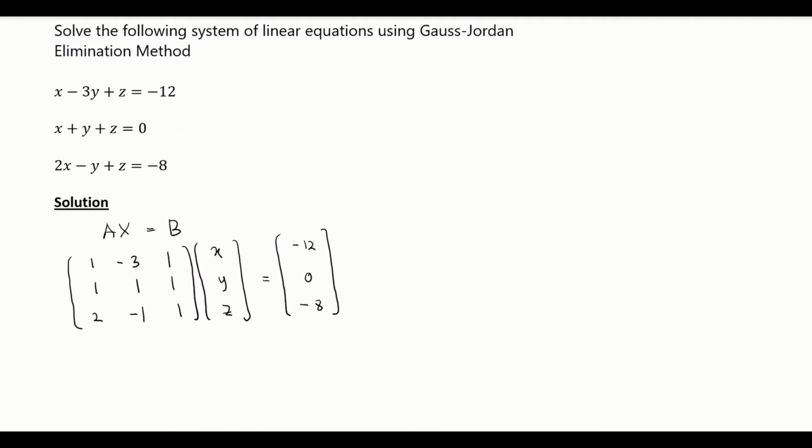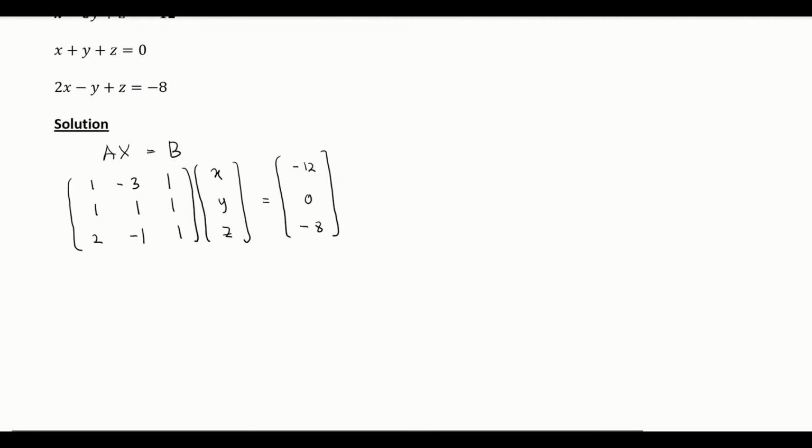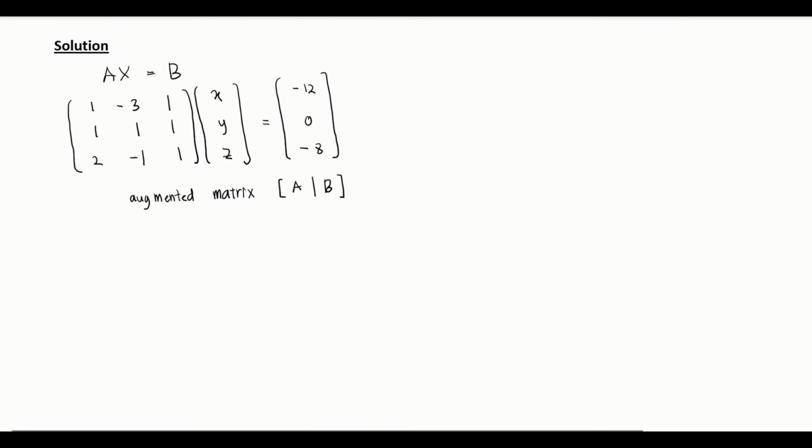So from the matrix equation, we're going to form the augmented matrix AB. That means we just copy matrix A at the left hand side, and then we have a vertical separator here, and at the right hand side we have matrix B: negative 12, 0, negative 8. It's the same as doing ERO; the method is the same.